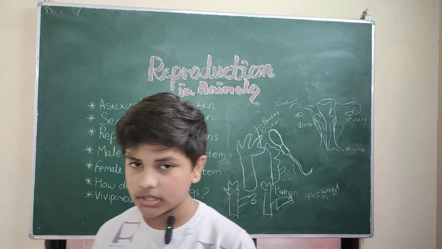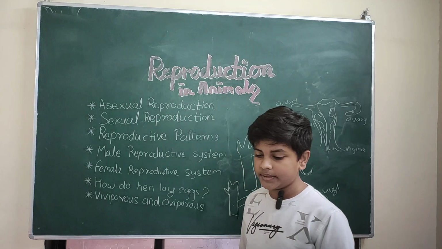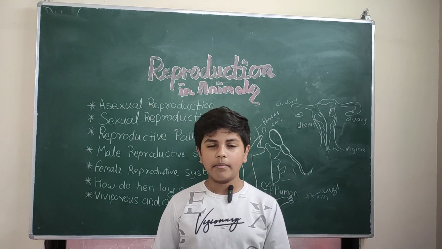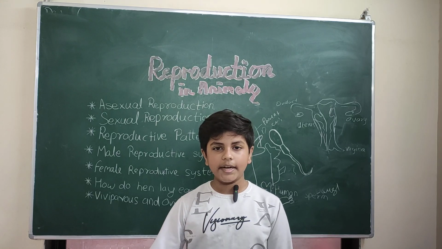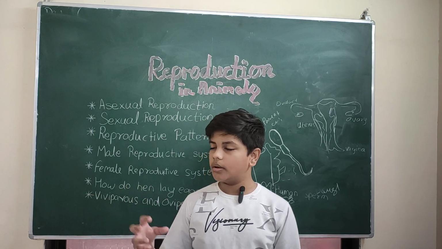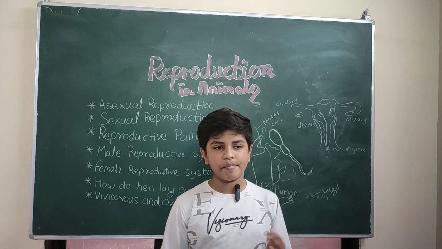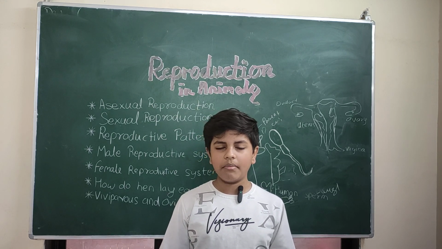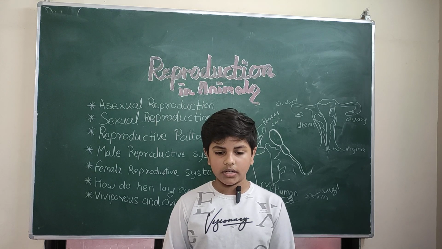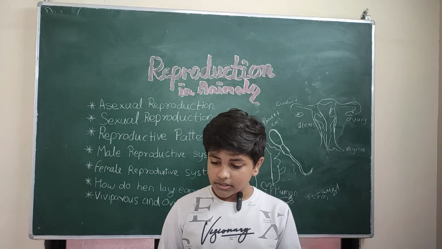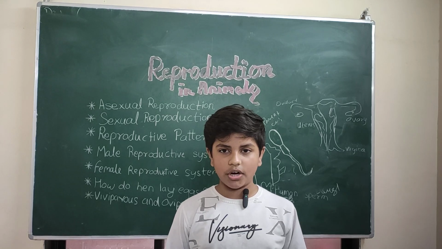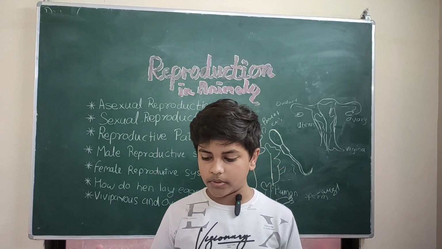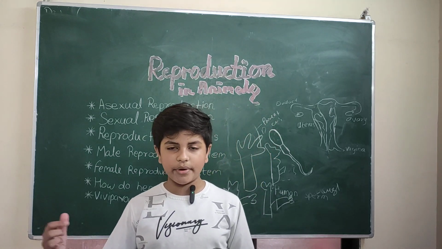Then we will see reproductive patterns. Reproductive pattern means external fertilization and external development, for example, frog, tadpoles. The male produces sperms and the female produces ova in the surrounding water. After that, the sperm and ova meet in the surrounding water, and the new young one is formed. Zygote is formed, means offspring. This is the example of frog.